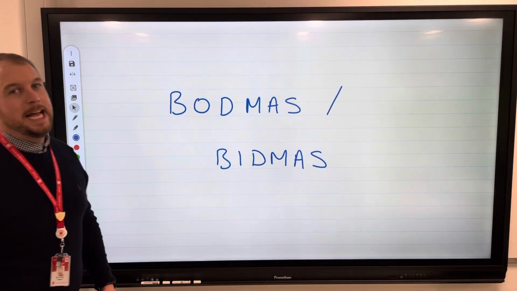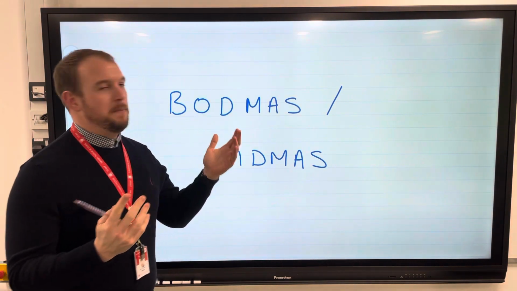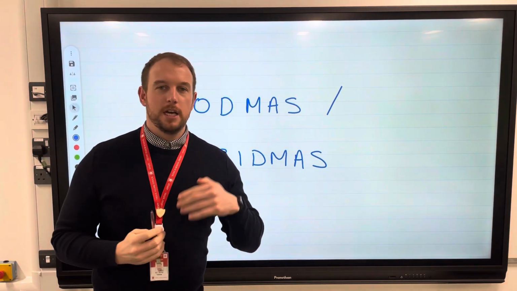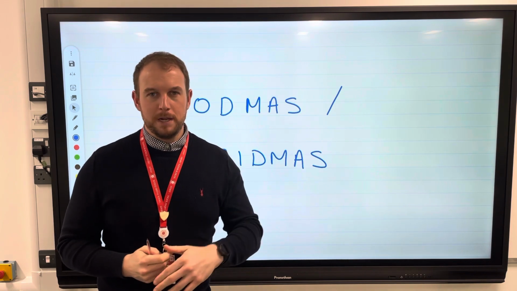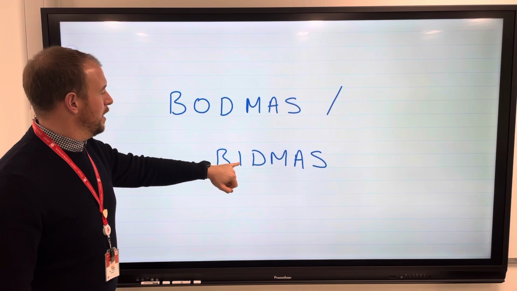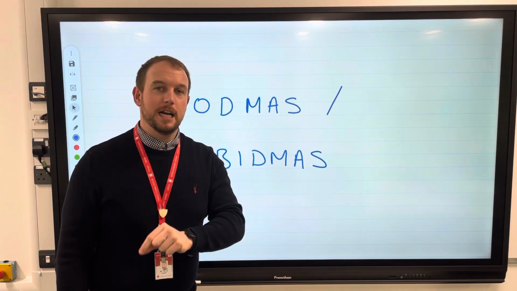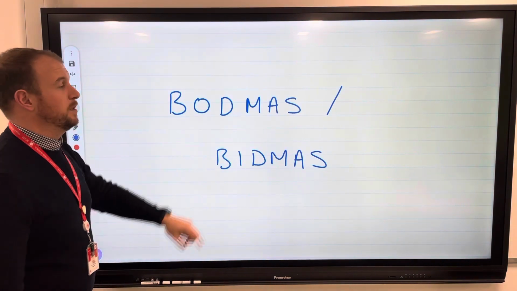Right, so today it is about Bodmas, also known as Bidmas. It just depends on which part of the country you come from, whether you use Bodmas or Bidmas. They both mean exactly the same thing. You can see we have one letter difference. However, the maths is still exactly the same. It just depends on which one you use.